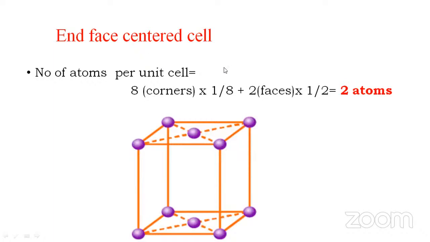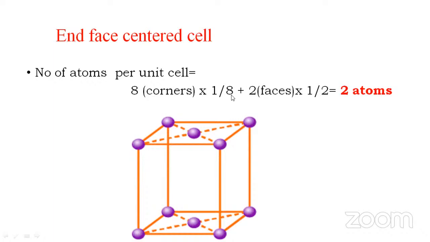Now coming to end centered. I said all have 8 corners, and the remaining are 1 above and 1 below. They are present in the middle of 2 faces, so each contribution is half. So here half and here half, total 1 atom. Here the 8 corners give 1 atom, and the 2 faces give 1 atom. So the total contribution of the end face centered is 2 atoms.